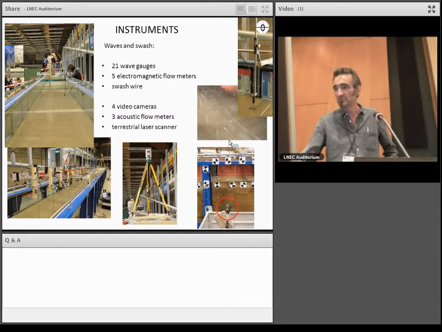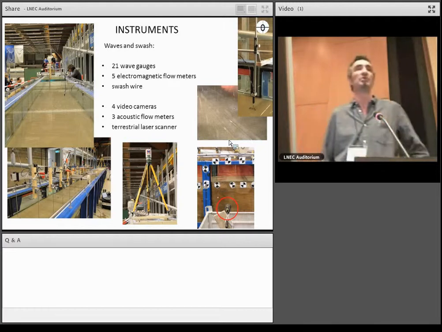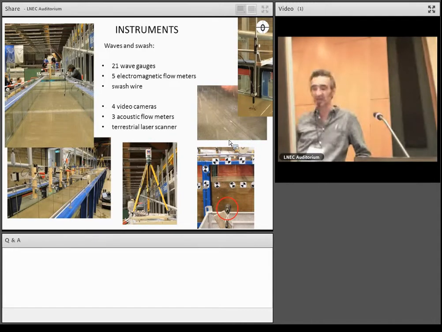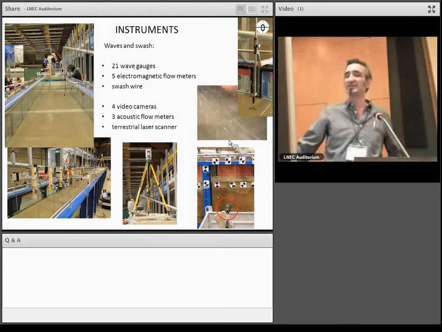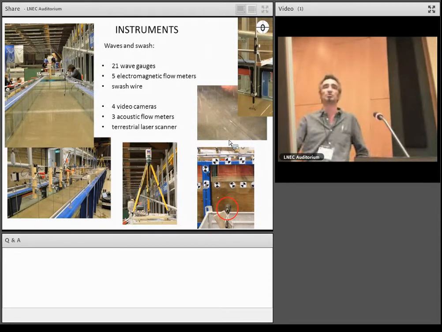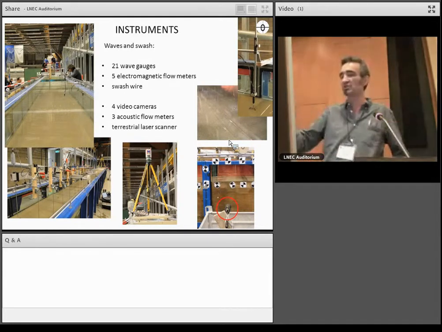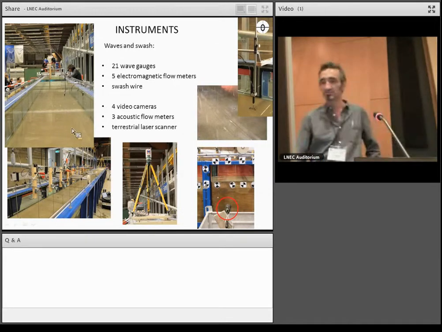So the video from the top is an example of what we can get. It's called time stacks. The horizontal axis is the cross-shore direction. By taking a line of pixels in an image and taking the next one from the next image, you stack them until you get a full spatial temporal diagram. The time is the vertical axis.